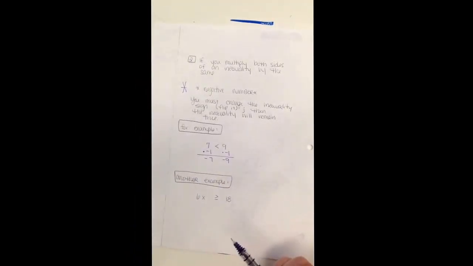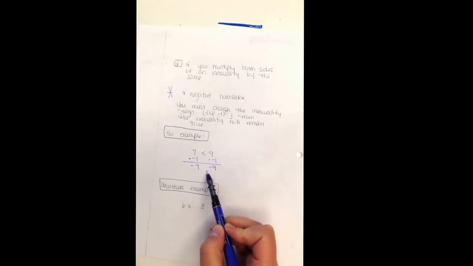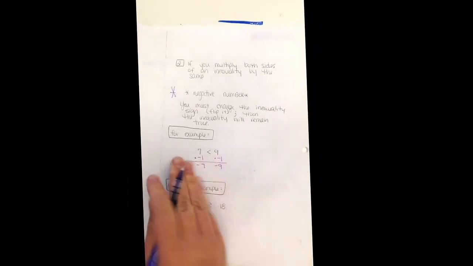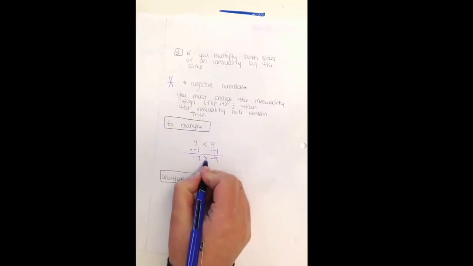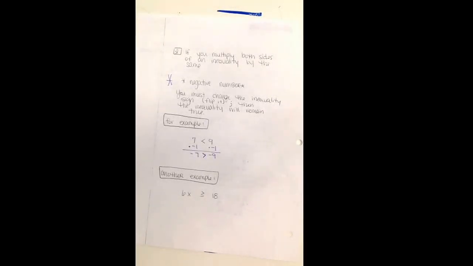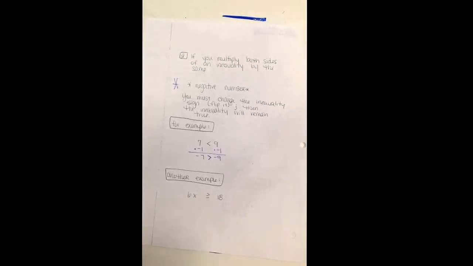Now if I were to leave the inequality symbol the same, I would say that negative 7 is less than negative 9. That's not true. So that's why we have to flip the sign. All I do is instead of less than, I make it greater than. So it's just kind of hard to remember. That's something you're going to have to make a note of every time you see something negative or positive. Remind yourself if I'm multiplying or dividing by a negative, I have to flip the sign.